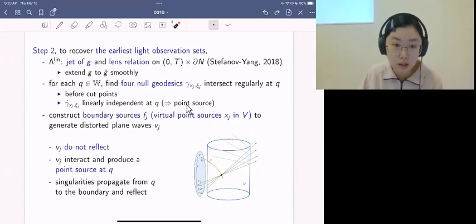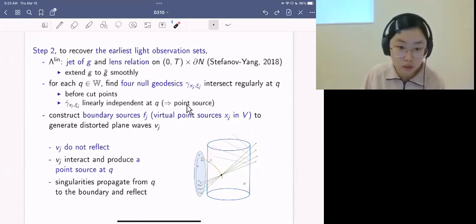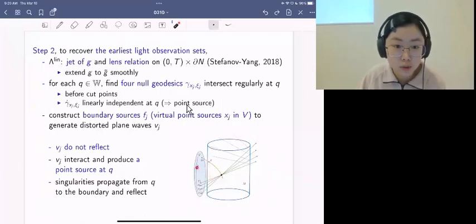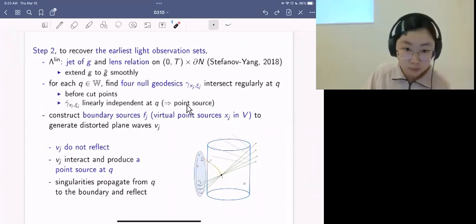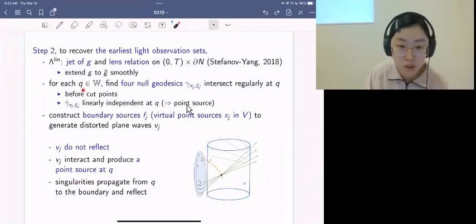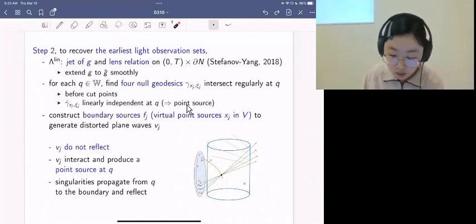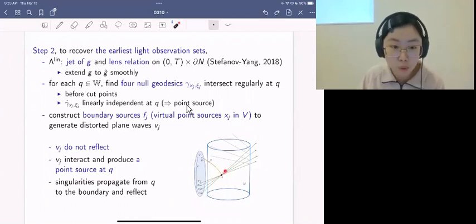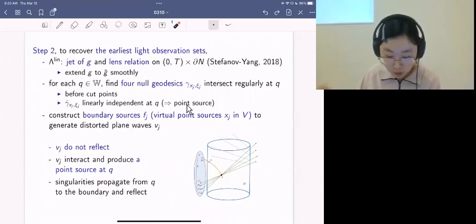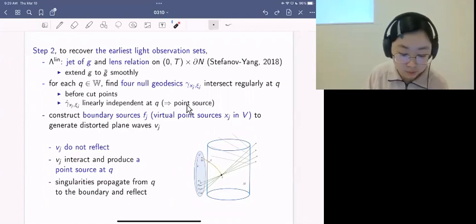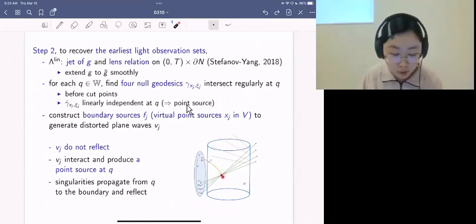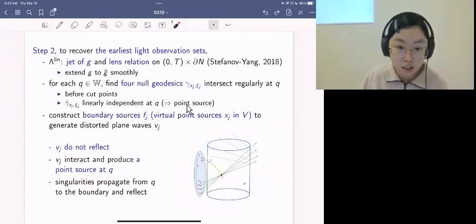So we can extend the Lorentz metric to g tilde outside the manifold M. And then for each point q in W, we can find 4 proper null geodesics such that they intersect at q before the first cut points. And these null geodesics have tangent vectors which are linearly independent at q.